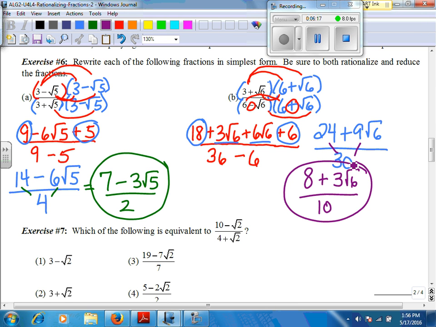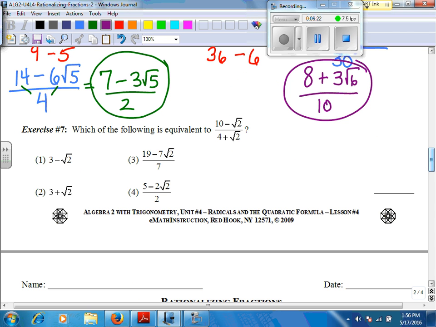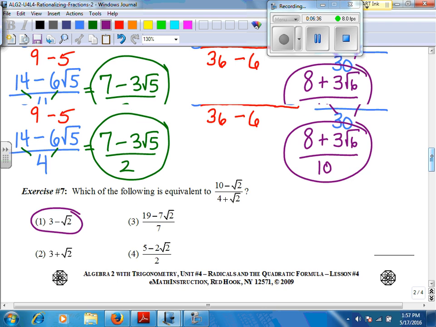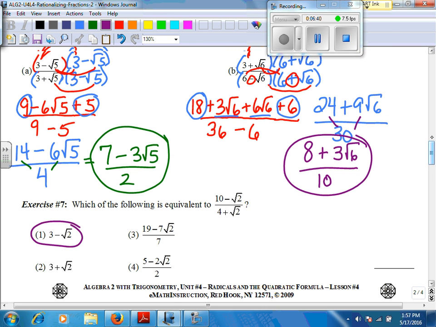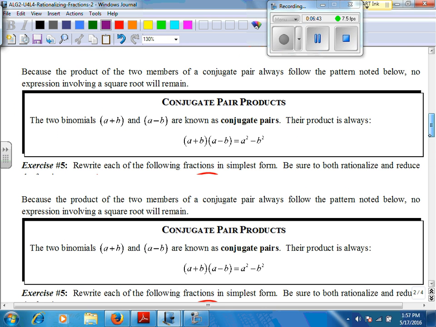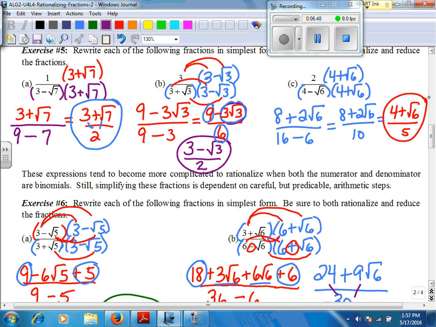Now, 7 is almost exactly the same as all the others, so to save you guys some time, I'm not going to actually do 7 for you, but I will tell you that if you want to do the problem yourself, the answer is going to be choice 1. Okay? So we'll work on some of these in class and do some more practice with rationalizing the denominator. But you guys saw today that rationalizing when you have a binomial denominator requires you to multiply by the conjugate. Rationalizing when you have a monomial denominator, which we did on the first page, is a little simpler because all we really have to do is multiply the radical by itself.